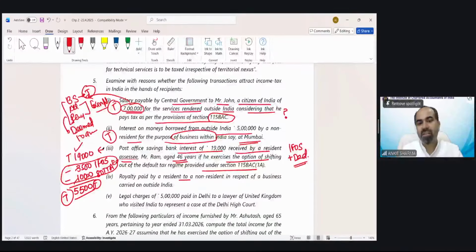Royalty paid by a resident to a non-resident in respect of a business carried on outside India. Now, this is not going to be taxed, because if the royalty has been utilized outside India, in that situation, that cannot be part of your taxable income. Legal charges of 5 lakh paid in Delhi to a lawyer from the UK who visited India to present a case at the Delhi High Court. So where service has been rendered in India, that is going to be taxed.